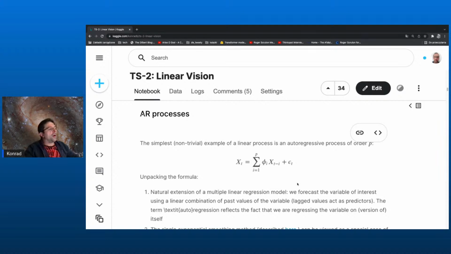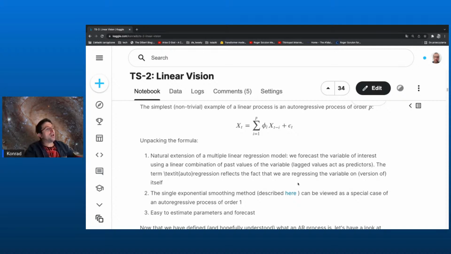Okay. What's the simplest non-absurd example of a linear process? Something autoregressive, meaning at each point in time, an autoregressive process of order p depends on p previous values of itself plus a most recent noise observation.